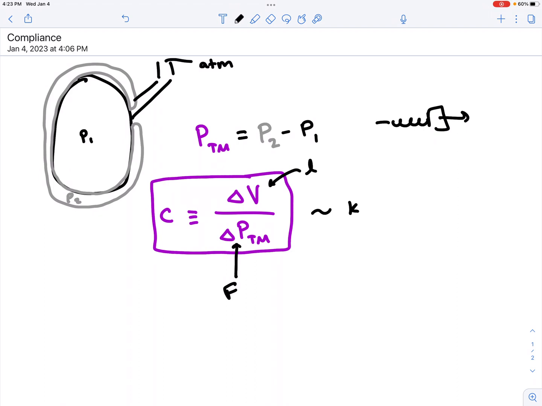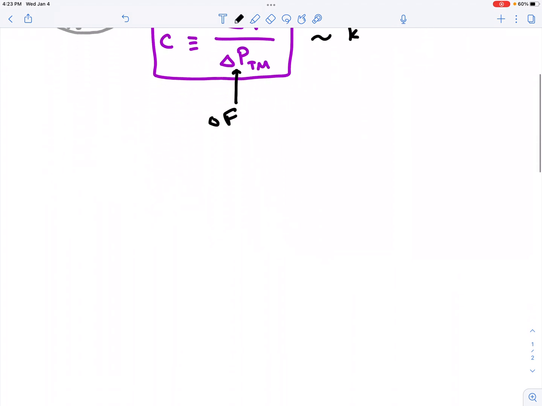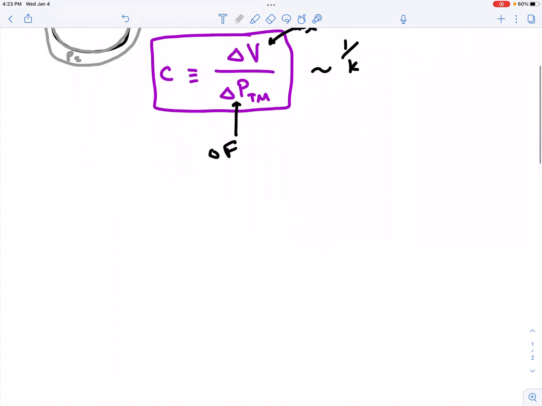So our spring constant is kind of inverted. The spring constant is really change in force over change in length. But here it's the inverted way. So this is kind of similar to 1 over spring constant. Compliance is kind of 1 over the spring constant. So when we start modeling the lung and we start talking about it as a spring, we're going to use that approximation. Okay, so what are the factors that contribute to compliance?